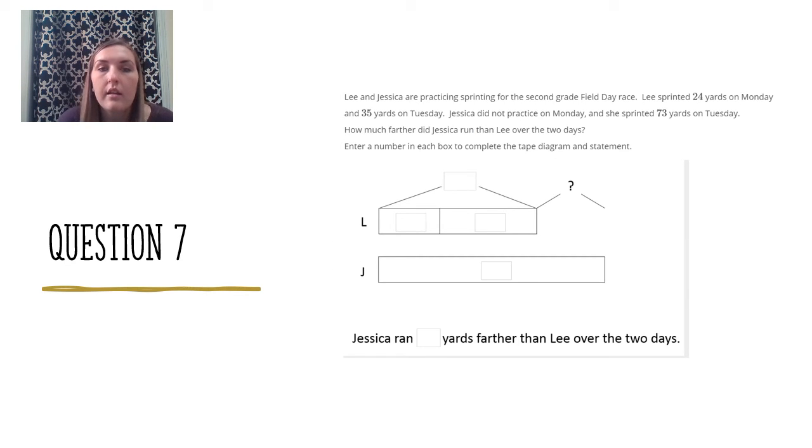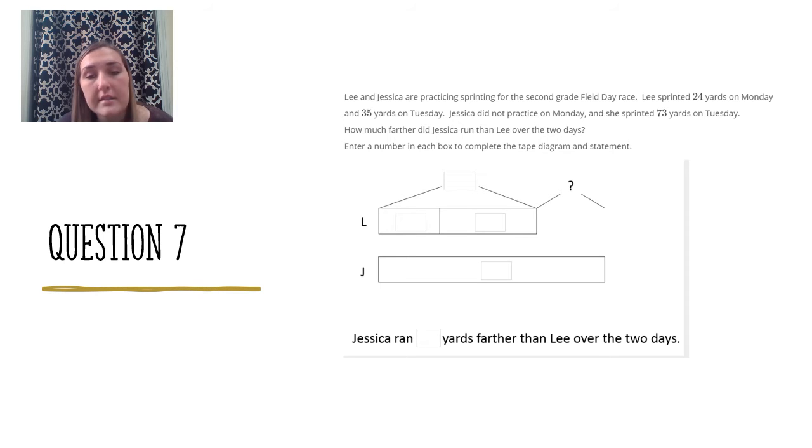Question 7, listen to the story problem. Lee and Jessica are practicing sprinting for the 2nd grade field day race. Lee sprinted 24 yards on Monday and 35 yards on Tuesday. Jessica did not practice on Monday, and she sprinted 73 yards on Tuesday. How much farther did Jessica run than Lee over the 2 days?